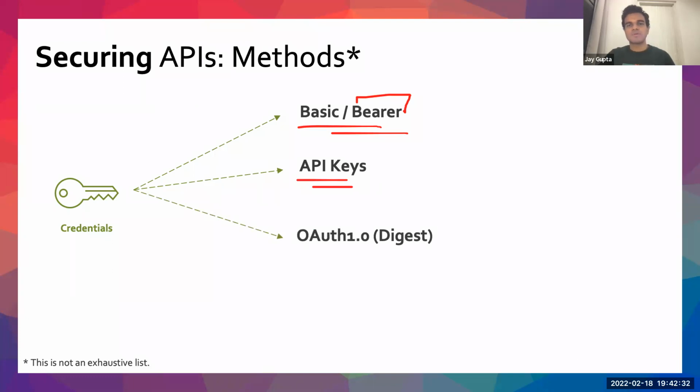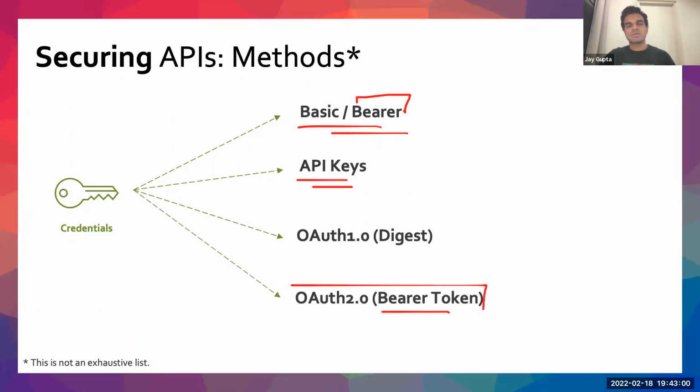Then we have OAuth 1.0. It can be used for authorization. It works by providing access tokens for any form of identification. OAuth 1 was popular before, but it is no longer used as much as it used to be. And finally, we have OAuth 2.0, which is also known as the bearer token scheme. And this is the one which we will talk about in this workshop.